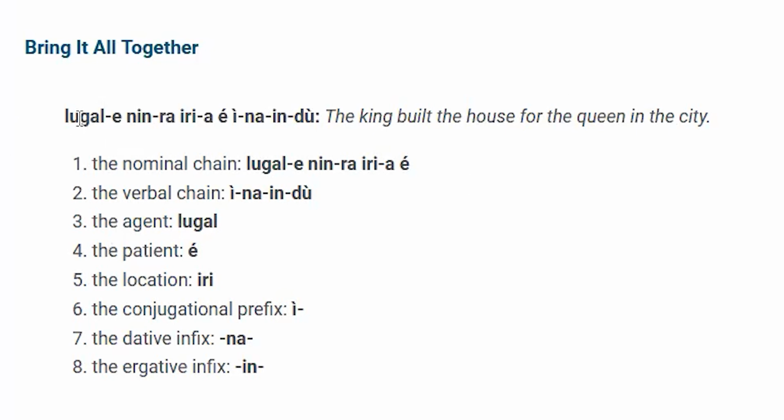The agent here is lugal, which is why we have the ergative case marker attached to it. The patient here is a, right here. It's the house. It's experiencing the being built. The location is the city, iri. The conjugational prefix is right here, this I. And the dative infix is na. And the ergative infix, which again goes right before the root verb, is in.